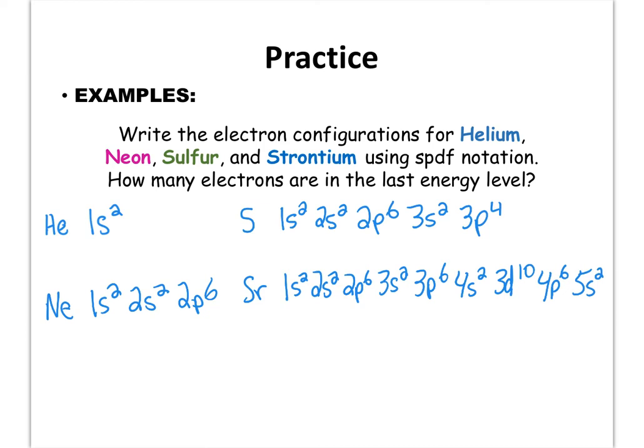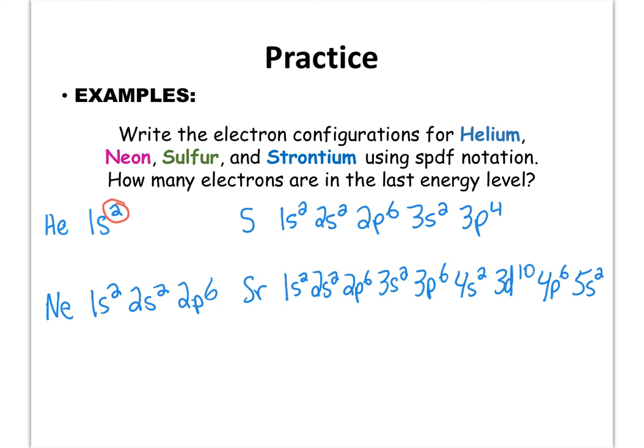Okay, so that takes care of the electron configurations for each of them, but then we still have this last question about how many electrons are in the last energy level here for each. So if we do this for helium, the last energy level is its only energy level. It has a 1s. So the last energy level, or highest energy level, for helium here is the 1, and he only has 2 electrons.